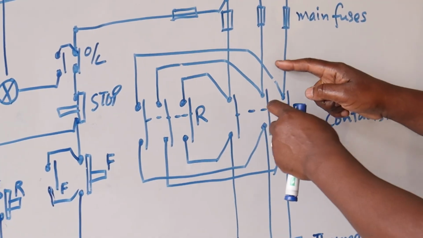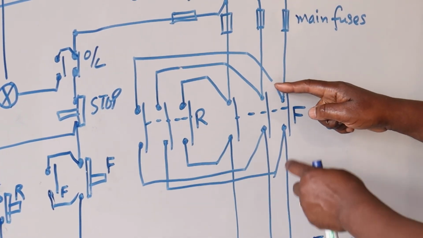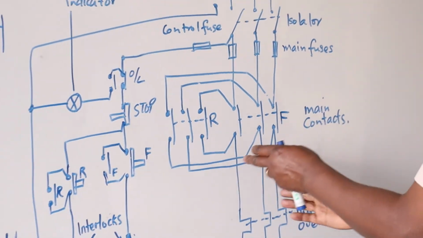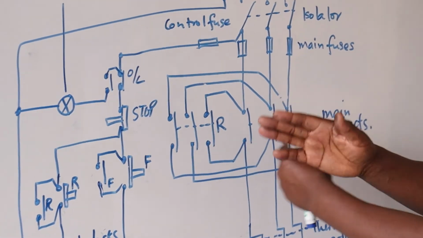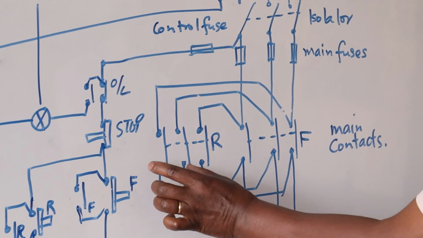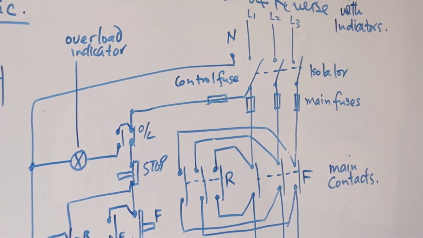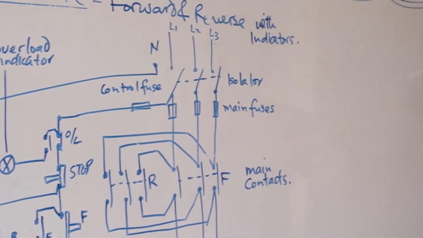In the reverse, this middle terminal here will be connecting to the third terminal, and the third terminal will be connecting to the first one. So in the forward and reverse, I've interchanged L2 and L3. Remember the write-up of the motors.